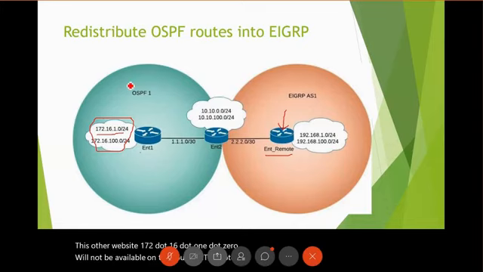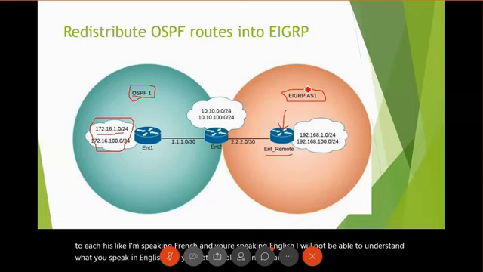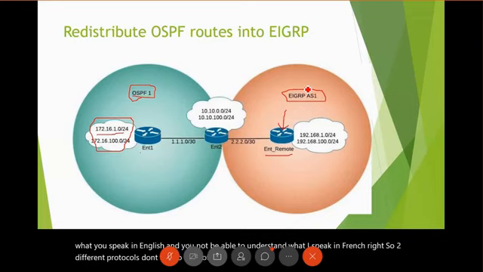So when you look at the concept, two different protocols do not exchange the routes. They don't talk to each other. It's like I'm speaking French and you're speaking English. I will not be able to understand what you speak in English and you will not be able to understand what I speak in French, right? So two different protocols don't talk to each other unless we have another person who knows both the languages. Let's say this is the person, the translator.